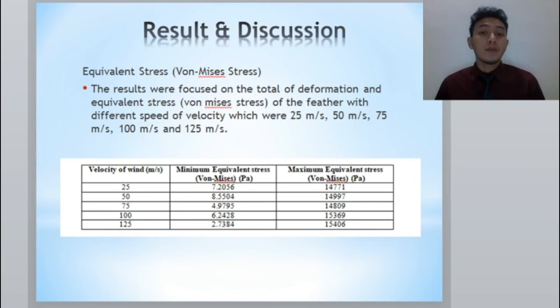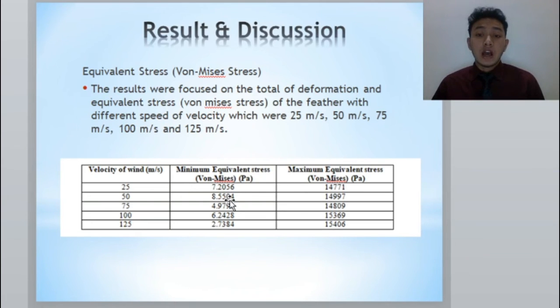Next, I will talk about my result and discussion. My result is we can get the equivalent stress, or von Mises stress. The result will focus on the total deformation and equivalent stress of the feather with different wind velocities, which were 25 meters per second, 50 meters per second, until 125 meters per second. For each simulation I add 25 meters per second. As we can see from the table, for 25 to 125 meters per second wind velocity, we get different values of minimum equivalent stress and maximum equivalent stress.